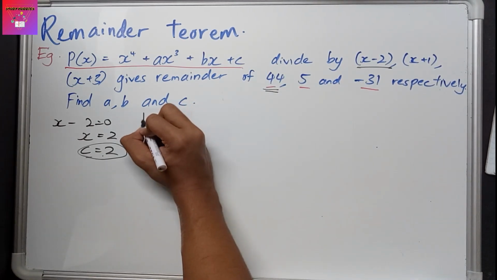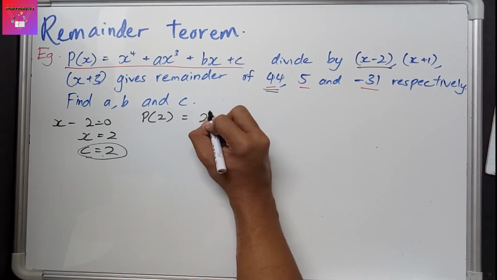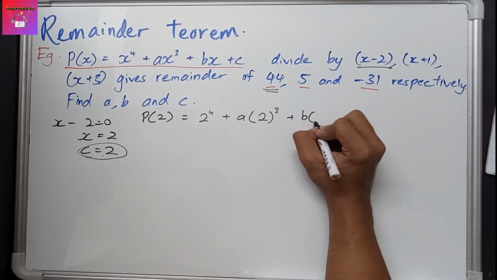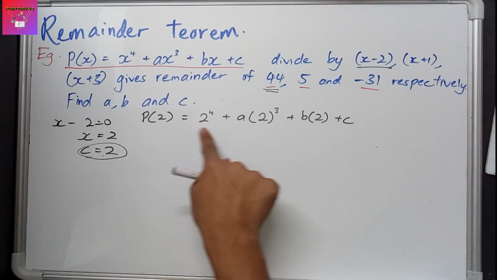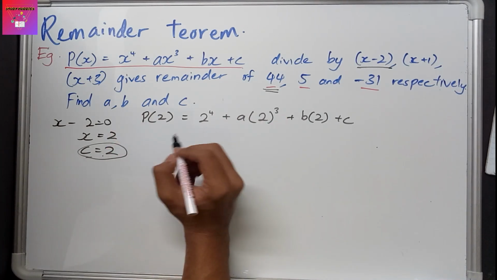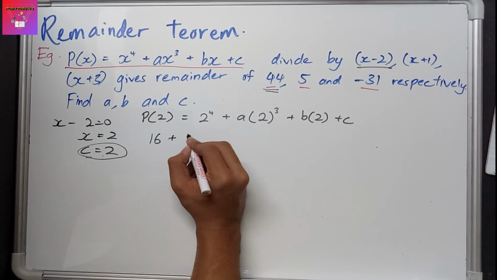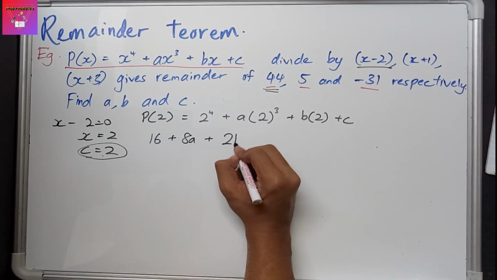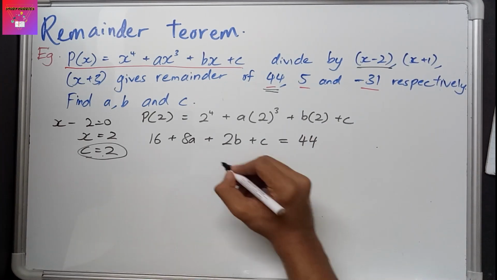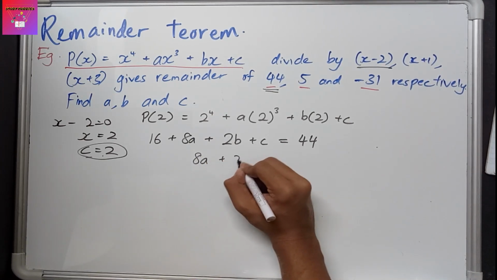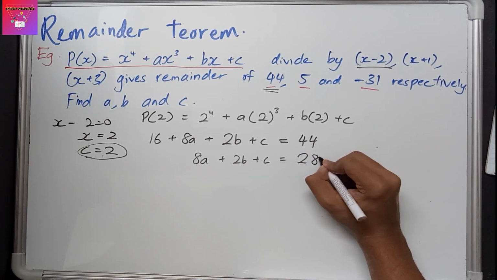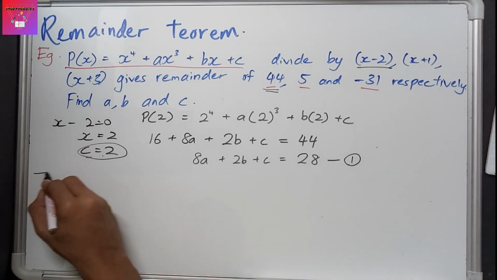44. So let's begin. P(2) equals 2 to the power of 4 plus a times 2 to the power of 3 plus b times 2 plus c. So if I expand this and solve this, I have to get 44. So therefore, I'll bring it to the left hand side. 2 to the power of 4, I'm going to get 16, plus 8a plus 2b plus c must be equal to 44. So for this part, I'm going to get 8a plus 2b plus c equals 44 minus 16. Answer is 28. So this is equation 1.